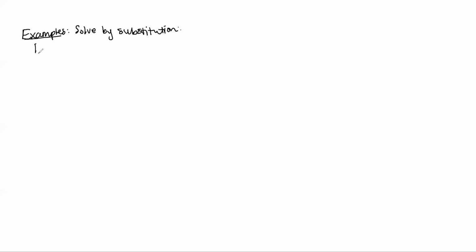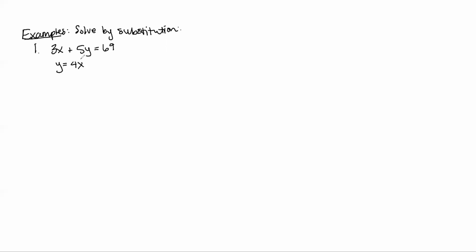Most of the time we just don't use graphing because it's so inaccurate. All right, number 1, 3x plus 5y equals 69 and y equals 4x. So for this one, in order to use substitution, we want one variable in one of the equations to be by itself. So this one is actually a perfect one for substitution because this y is already by itself. So what we're going to do is substitute.